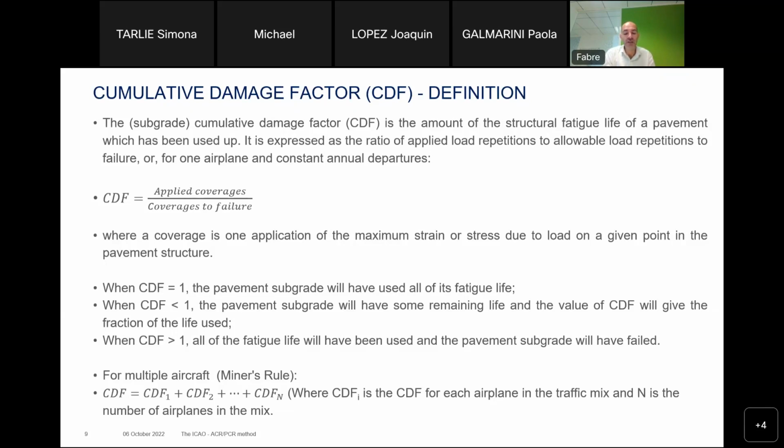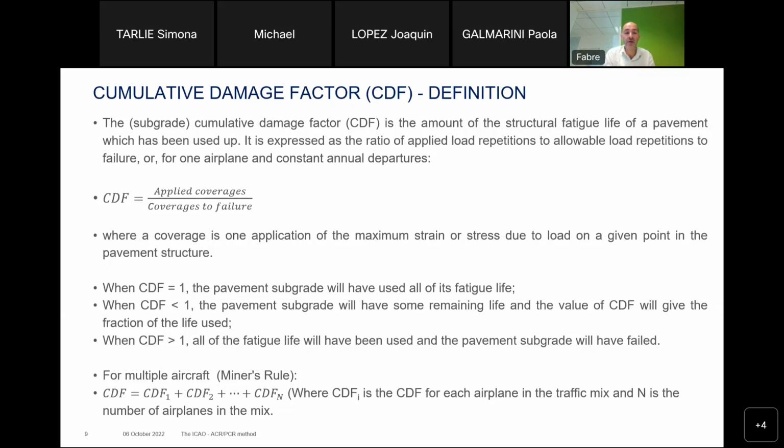So by definition, the CDF is the amount of the structural fatigue life of the pavement which has been used up, and it is expressed as a ratio of applied load repetitions to the allowable load repetitions to failure. And for one airplane and constant annual departures, it is expressed with the formula: the applied coverages over the coverages to failure. So when the CDF is equal to 1, it means that the pavement subgrade will have used all of its fatigue life. So this is the case for pavement design. The CDF equal to 1 is a target CDF when we design the pavement.